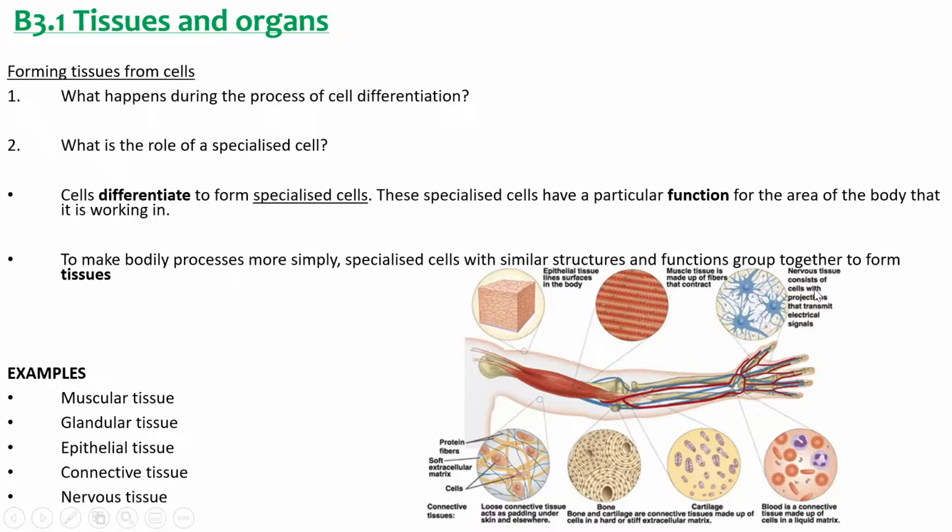Nervous tissue consists of cells with projections. So these are nerve cells. Again, if you want to look up cells, go back to the videos on cells. They have projections that transmit electrical signals, and I made one on cells.